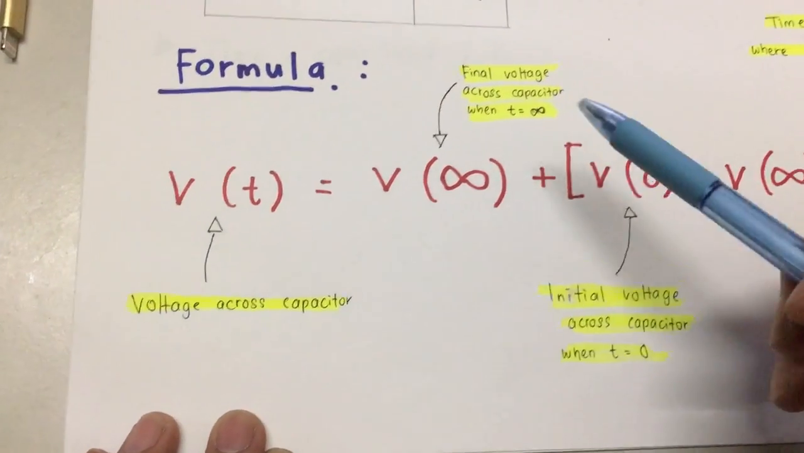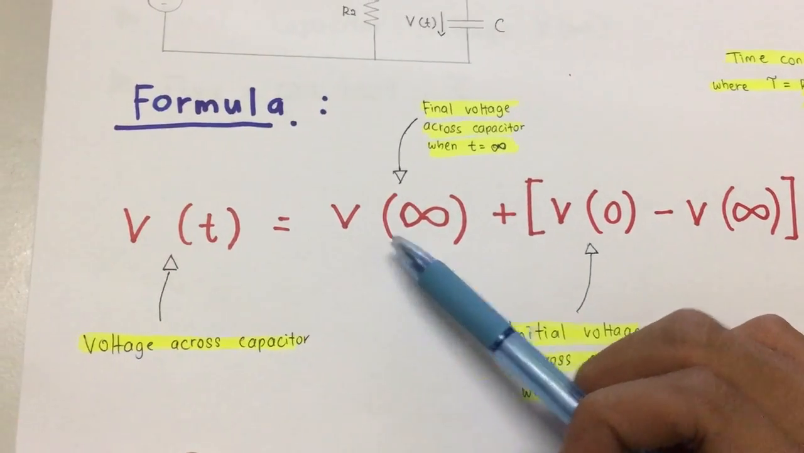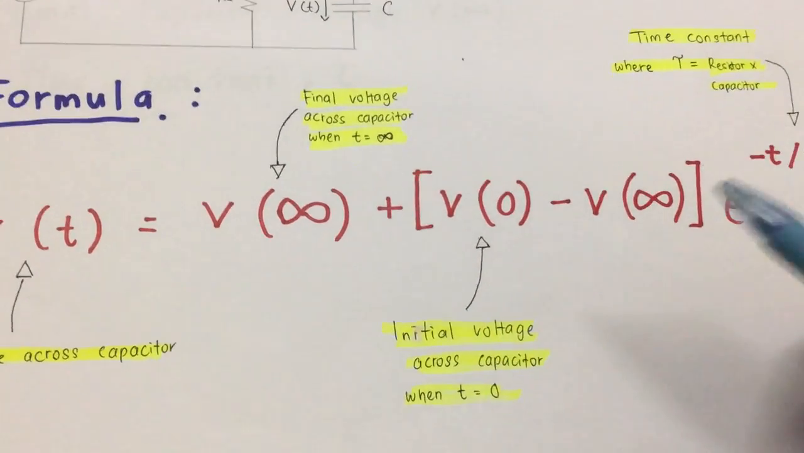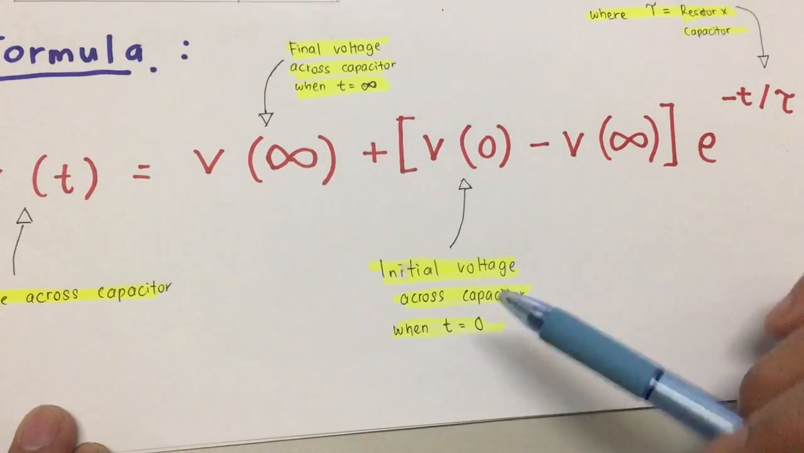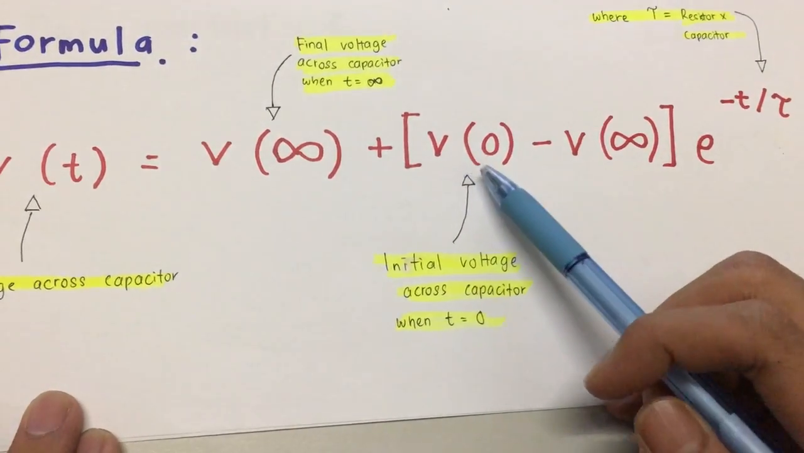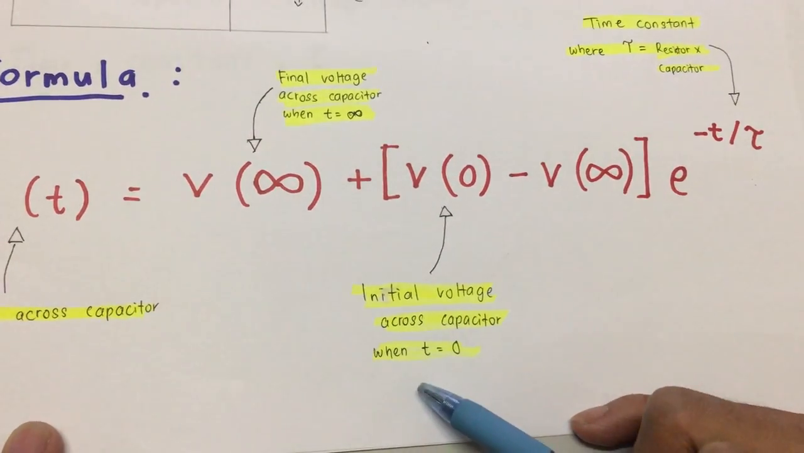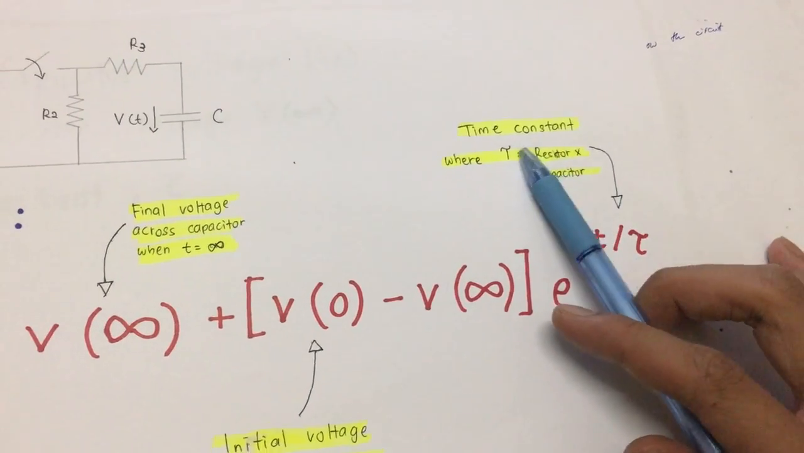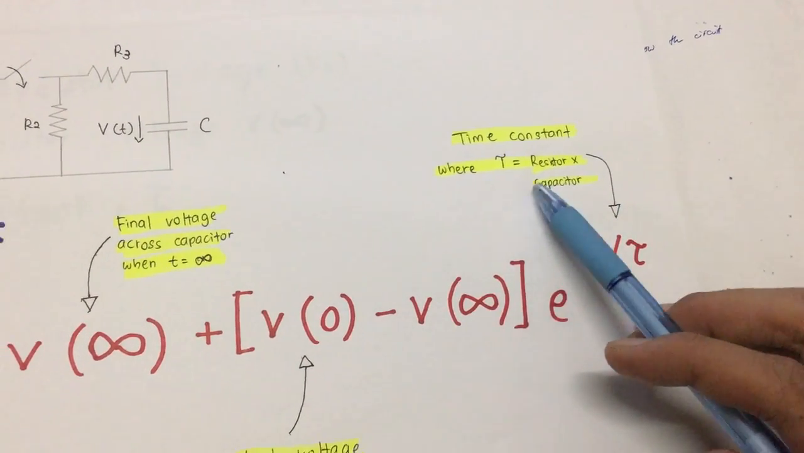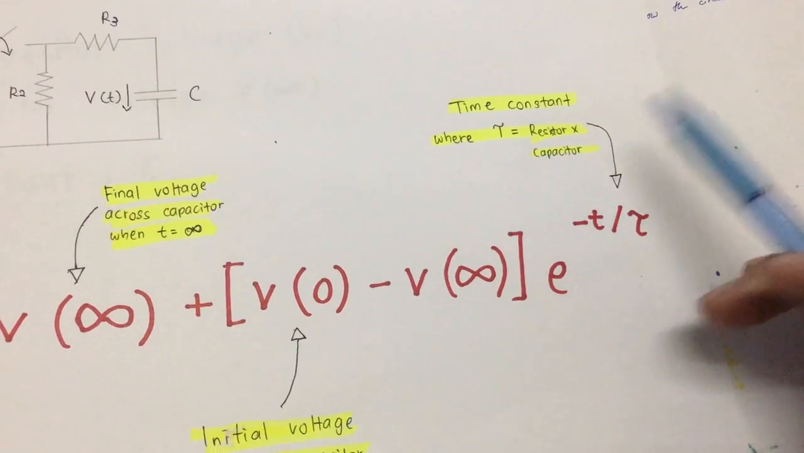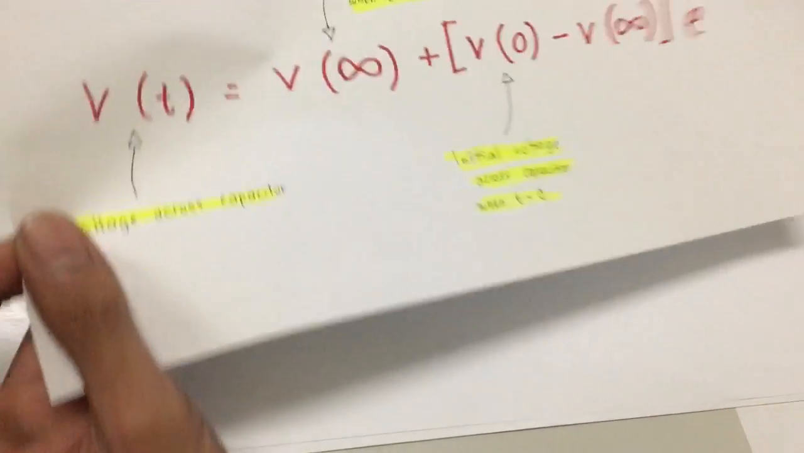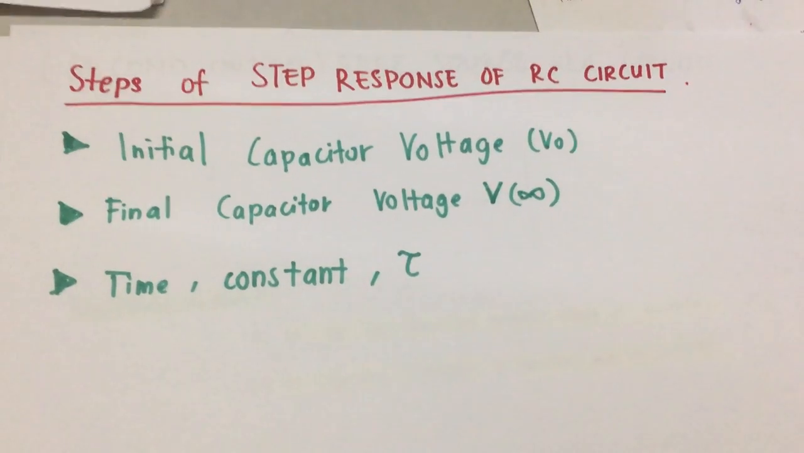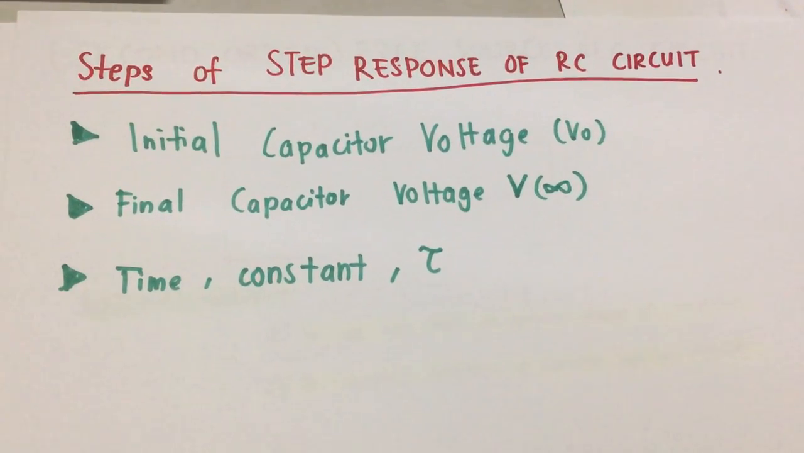So first you have to find the V infinity. The V infinity is a final voltage across capacitor when time equals infinity. Then the next step is initial voltage, V0, the initial voltage across capacitor when time equals 0. The last one is you have to find the time constant, where tau equals resistor times capacitor. So you can see the steps of the step response of RC circuit. There are 3 steps only. Okay, done.